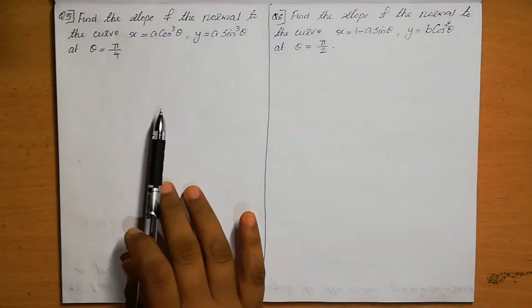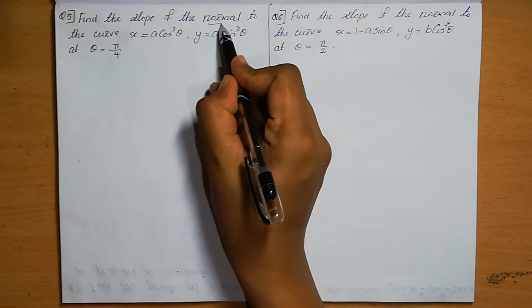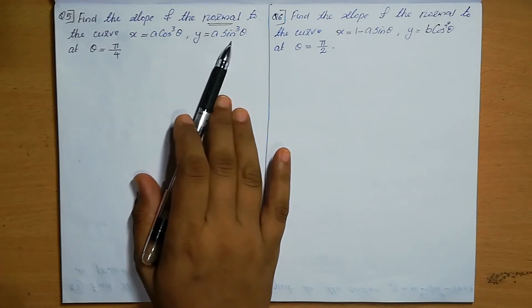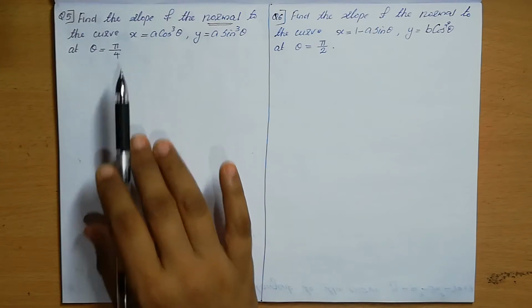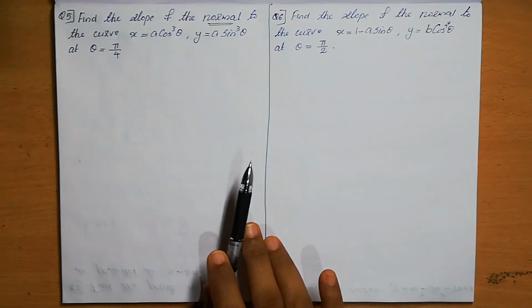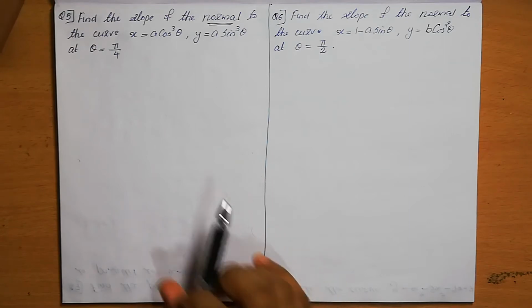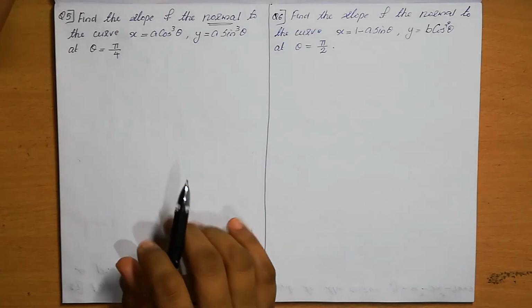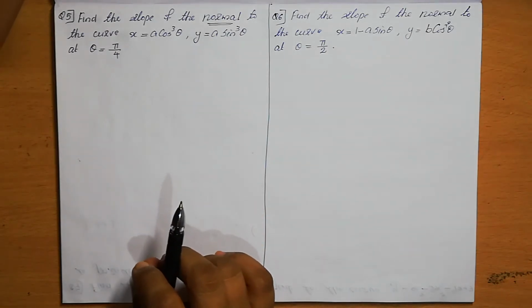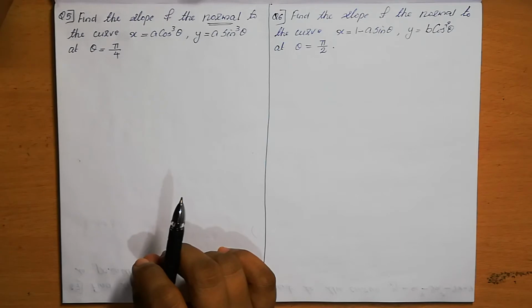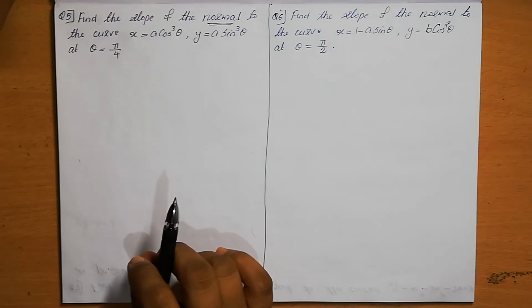Question number 5. Find the slope of the normal to the curve x equal to a cos cube theta, y equal to a sin cube theta at theta equal to pi by 4. That means first we need to find the tangent. Then we know that slope of the tangent into slope of the normal equal to minus 1. So once we get the slope of the tangent, the slope of the normal is minus 1 by the slope of the tangent. So first we are going to find the slope of the tangent. Slope of the tangent means dy by dx, right? Here x and y are given separately, so separately we are doing the differentiation.